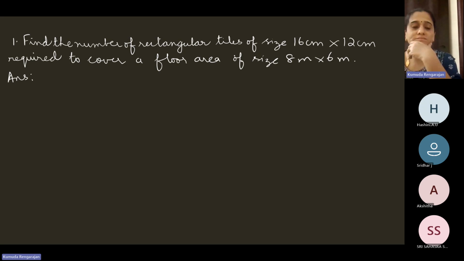So in this question, find the number of rectangular tiles. Listen to me. Find the number of rectangular tiles of size 16 centimeters by 12 centimeters required to cover a floor area of size 8 meters by 6 meters. So you see the dimensions of the floor are given in meters, while the dimensions of the rectangular tiles are in centimeters. All right, so you need to have all the values in the same unit.